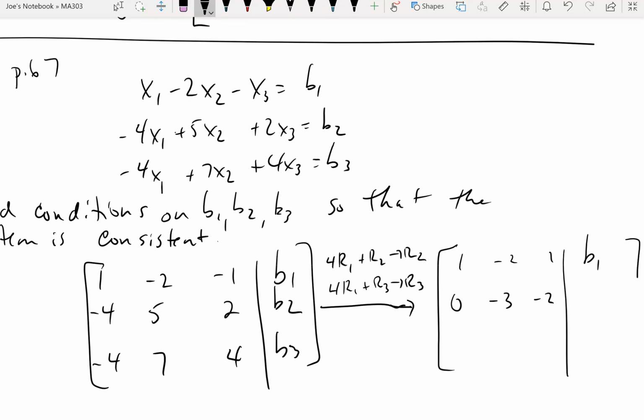Leave a little bit more room over here. Because over here I don't know what B1 is, right? So the best I can write is 4B1 plus B2. That's all I can write.